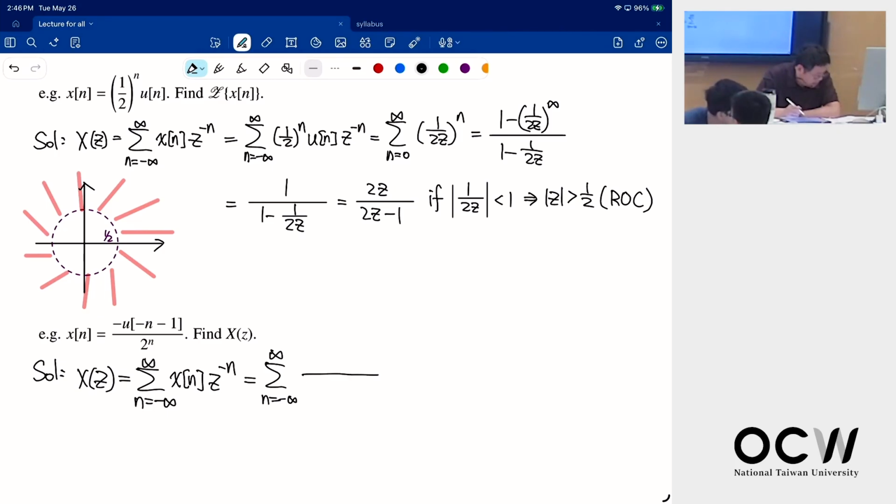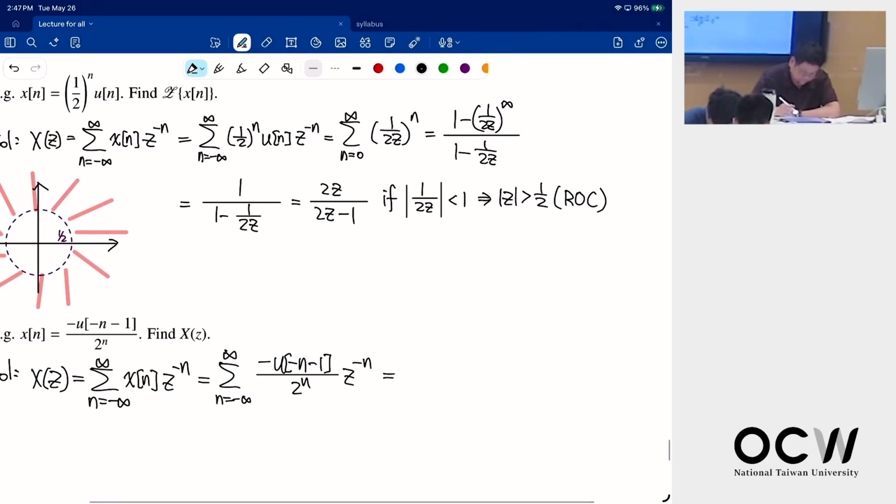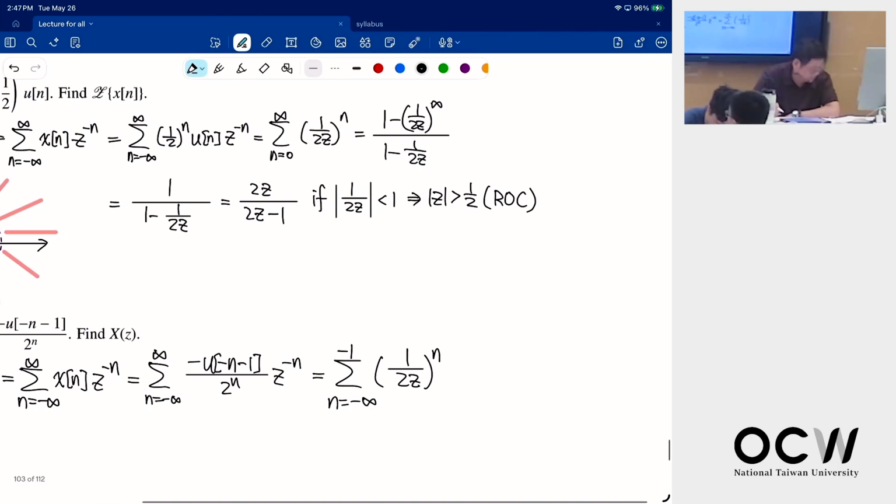So here, we plug in minus u[minus n minus 1], (1/2) to the n, z to the minus n. So I only have negative values till minus 1. The unit step function is 1. And this is 1 over 2z to the n. This gives you 2z over 2z minus 1.